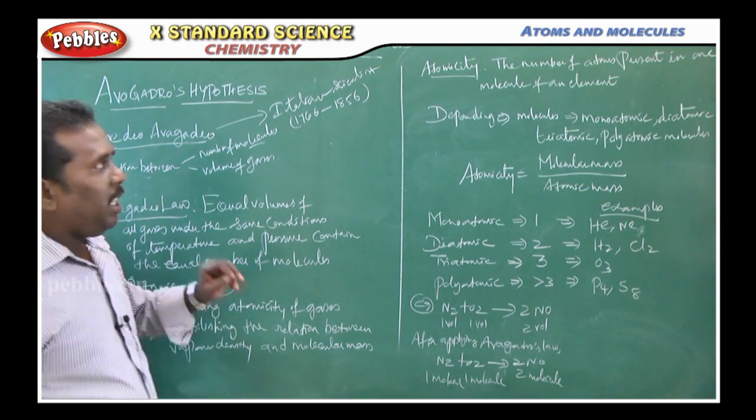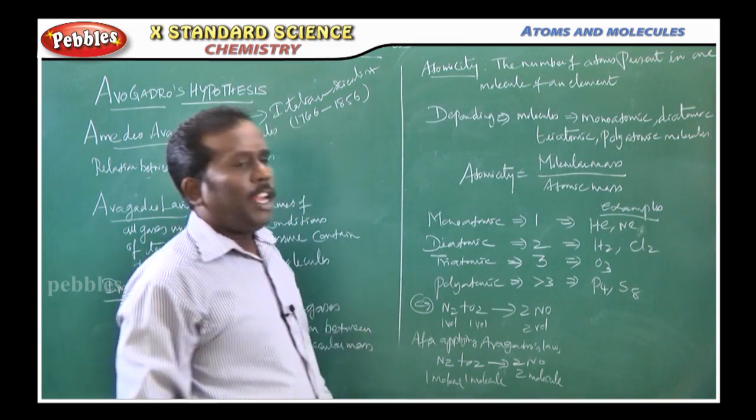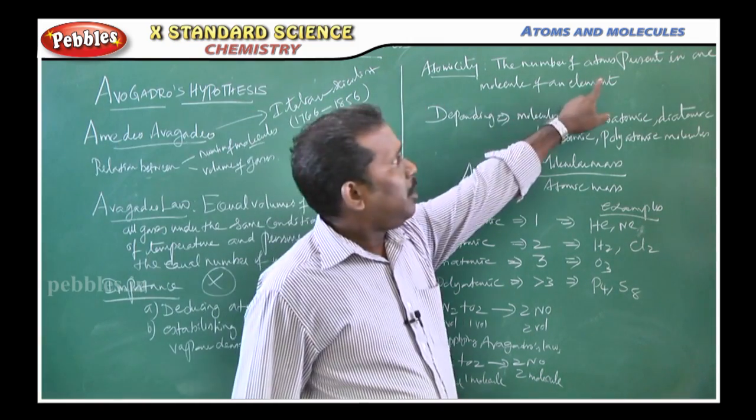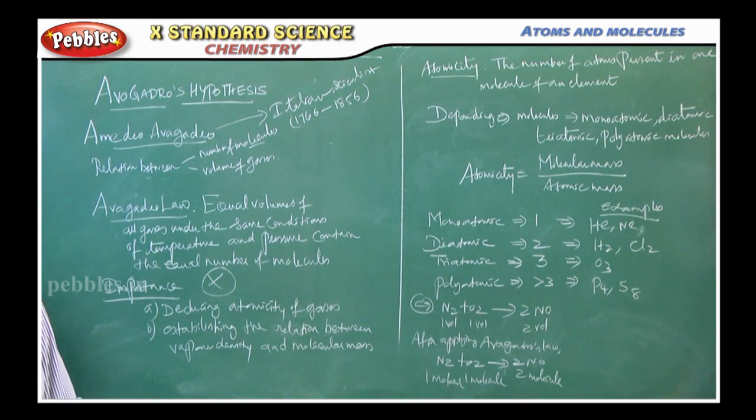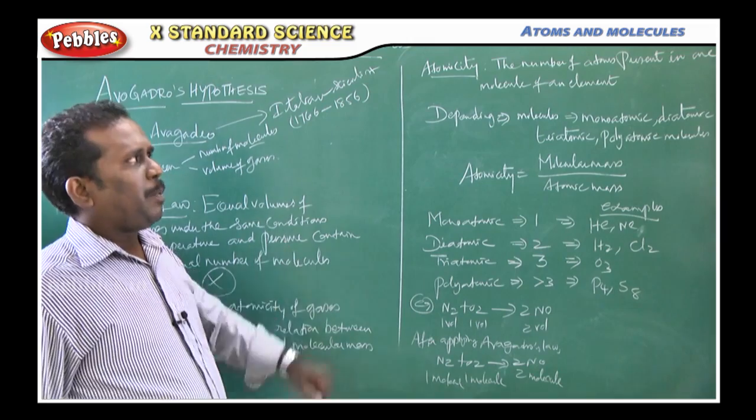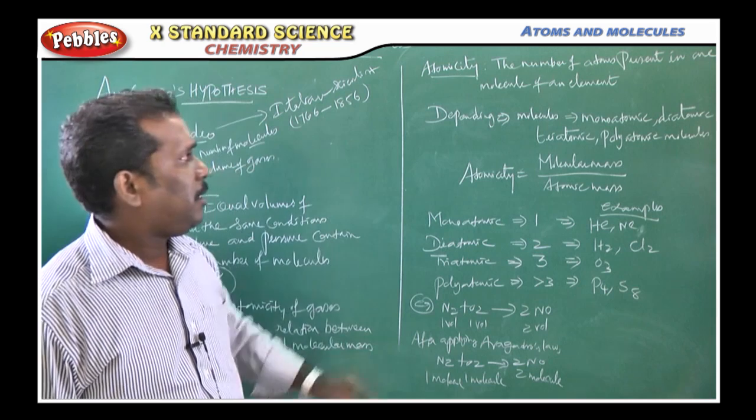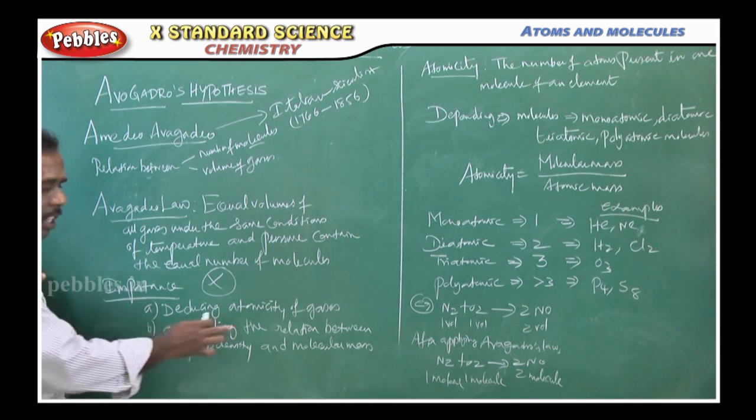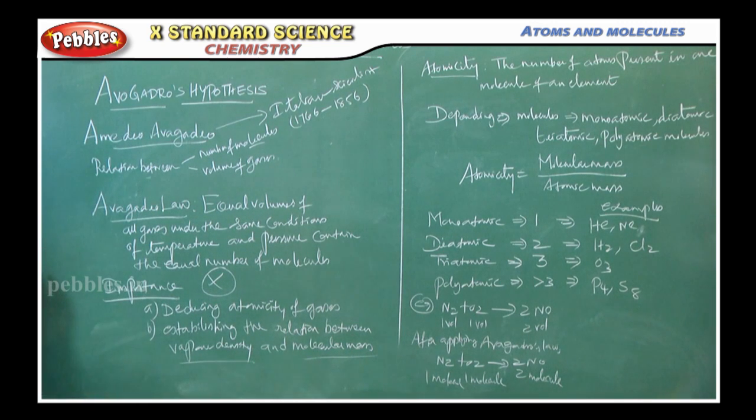What is atomicity? Atomicity means the number of atoms present in one molecule of an element. For example, nitrogen N2 means two nitrogen atoms are present in one molecule. Okay, that's the first importance of Avogadro law. Next, the importance is establishing the relation between the vapor density and the molecular mass.